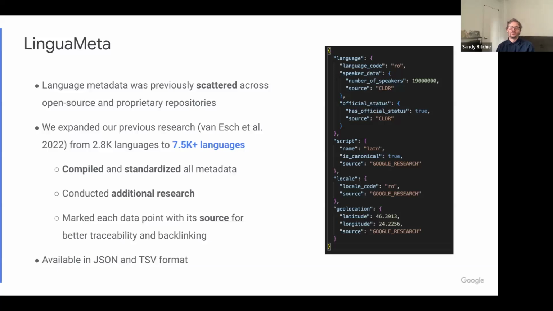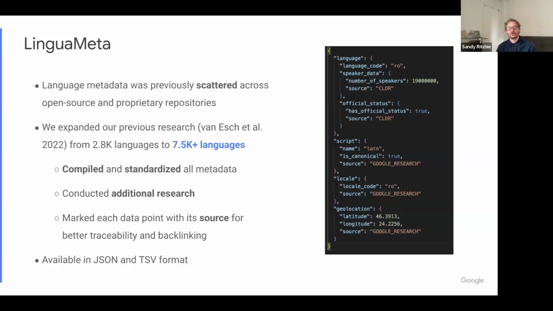So we increased a previous version of this from about 3,000 languages to 7,500 languages, which I think is pretty much all the living spoken languages which are defined in external repositories today. So yeah, we did a lot of work to compile and standardize all of this metadata, and where there were gaps and issues with what we found, we conducted additional research and, in many cases, cleaned up what we found.